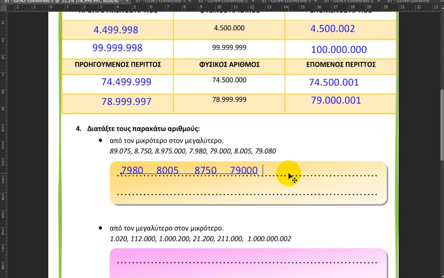79,000, then 79,080. And then 89,075. And lastly, the biggest one is a 7-digit number. So 8,975,000. That's the correct order for them.